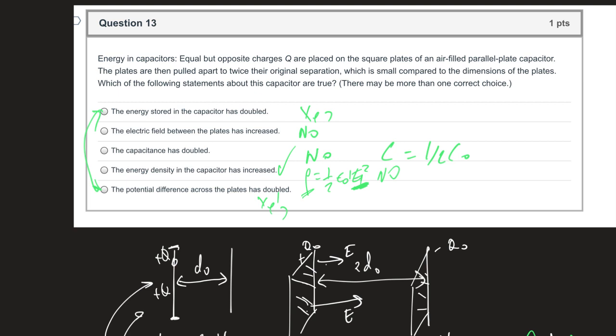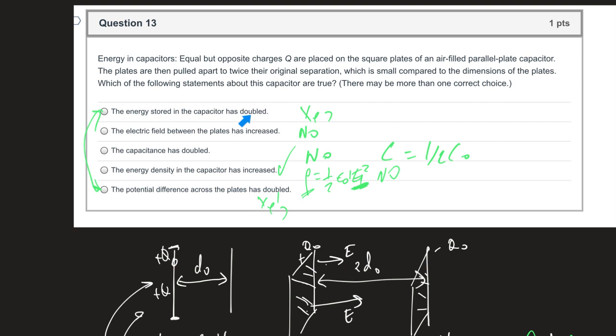And the last one that we did is to answer these kinds of questions that say you have a capacitor with charge Q, you maintain the charge Q constant, so you put an insulator to avoid the charge escaping from the square plates, and you pull the plates apart to twice the original separation. Which one of the following statements are true? The energy stored in the capacitor has doubled.